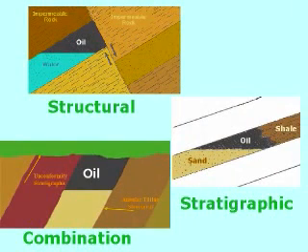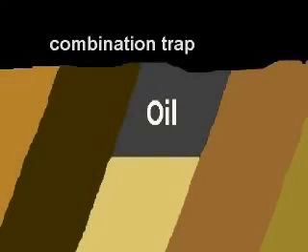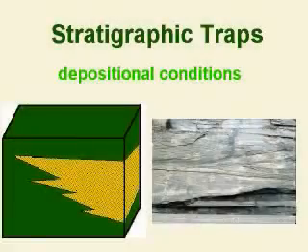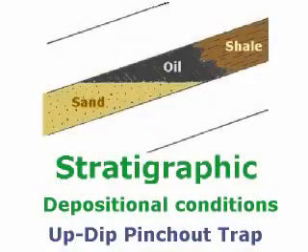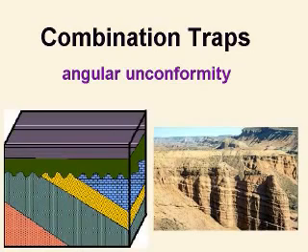There are three types of traps. Here we will talk about the most common ones: the structural, the stratigraphic, and the combination of structural and stratigraphic. Structural traps are caused by deformation. Something big, like an earthquake or moving plates, have changed the rocks. Stratigraphic traps are caused by irregularities in the deposition of the layers when they were laid down. Combination traps, commonly known as angular unconformity traps, are composed of rock formations created from both deformation and deposition.